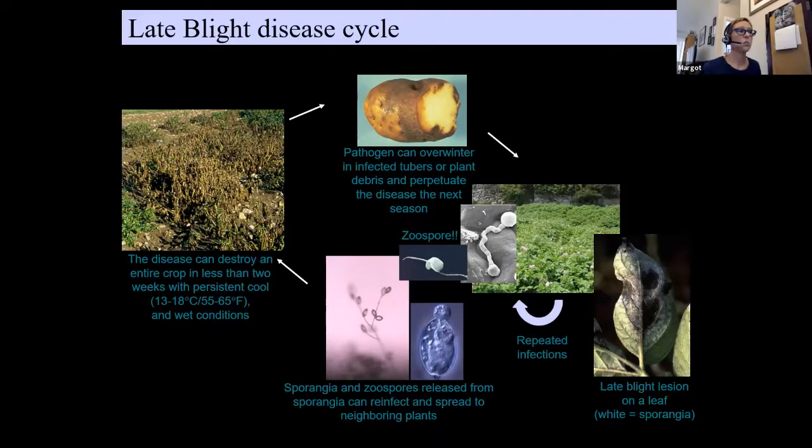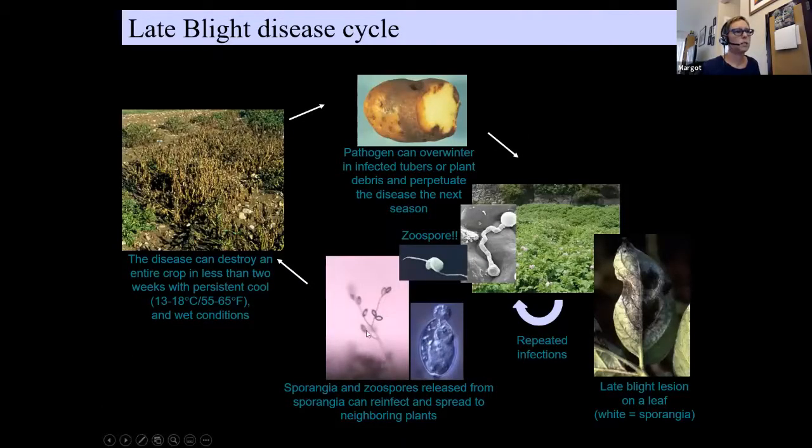But again, it can still be a problem under the right conditions. We just know more about it now, and we know that it exists, and we know the conditions that it thrives under, and so we can work to try to control it a little bit better, mainly by applying certain fungicides or planting resistant potato varieties. So there are ways of kind of keeping it somewhat under control.